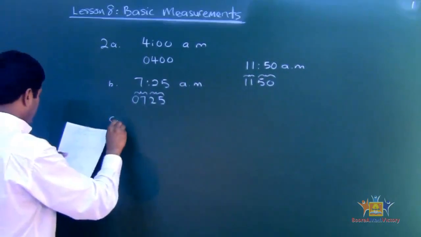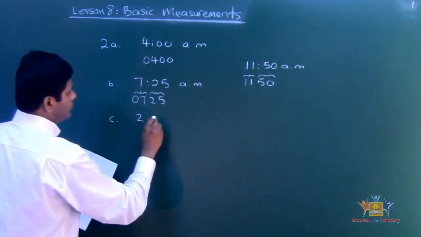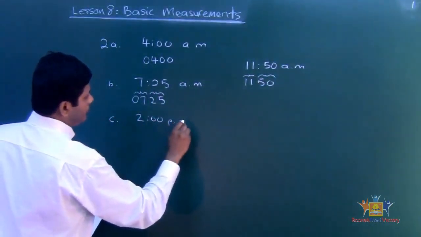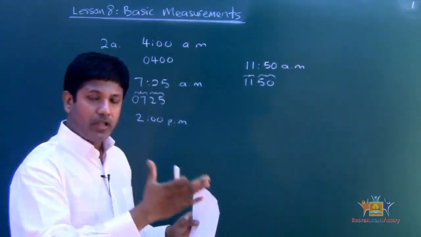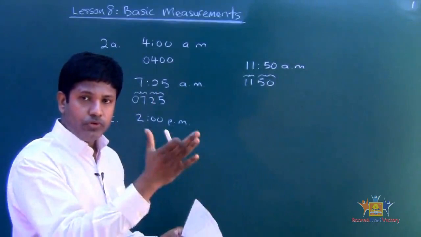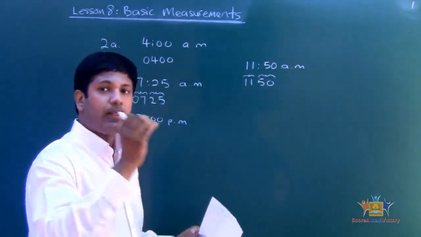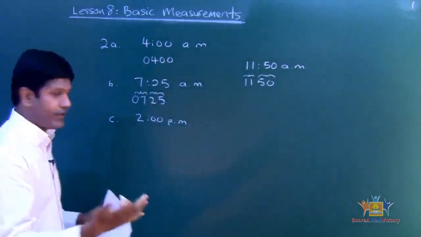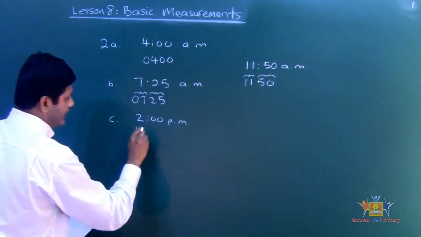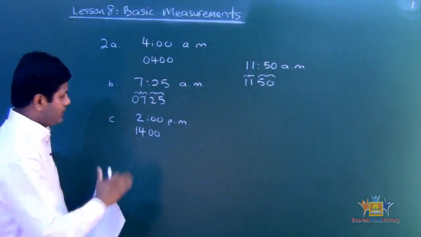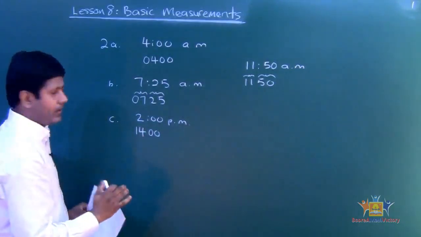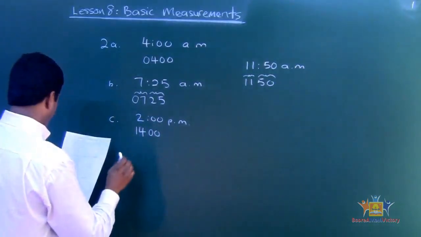Now C, you're given 2 p.m. Now you're passing 12 o'clock, which is your noon. So you add 12 plus 2, which becomes 14. See that? So 14, and the minute is 00. That's it right there. So 1400. You have to read that as 1400.